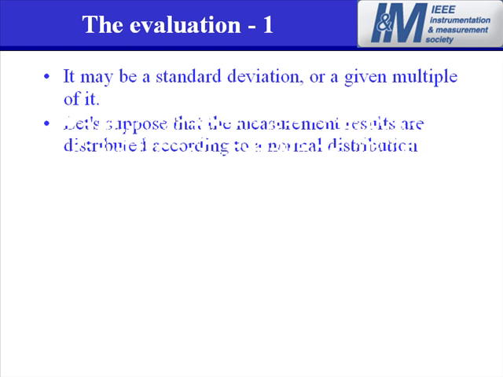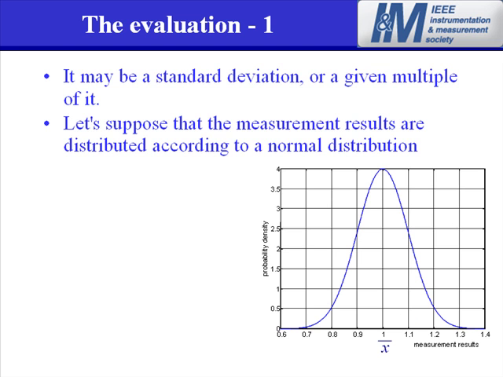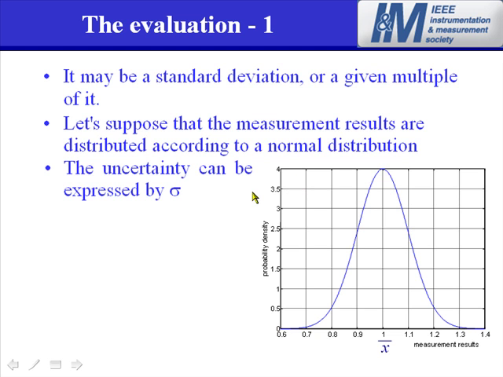interval. Let's see how. Let's suppose that the measurement results are distributed according to a normal distribution, as for instance the one which is shown in this figure here. Well, if we express uncertainty with the distribution standard deviation sigma, then we can build an interval, here it is, about the measured result x bar, and x bar is of course the distribution mean value, ranging from x bar minus sigma to x bar plus sigma.